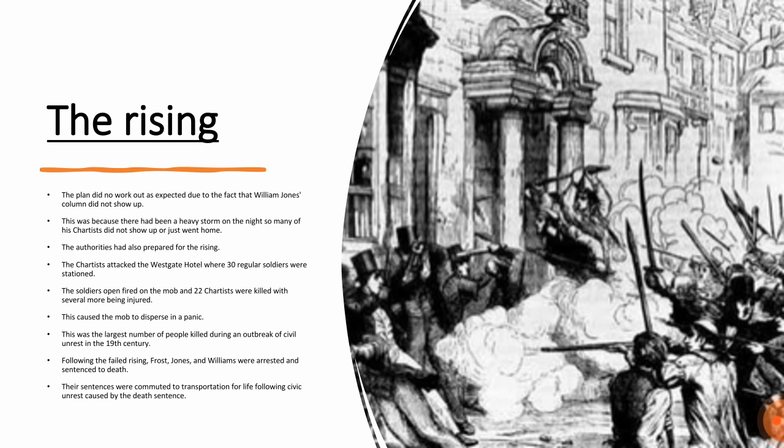Following the failed rising, Frost, Jones, and Williams were all arrested and sentenced to death. Their sentences were commuted to transportation for life, following civic unrest caused by the death sentence. And an interesting fact, the way that they were sentenced to death, these men were the last men to officially be sentenced to be hung, drawn, and quartered.